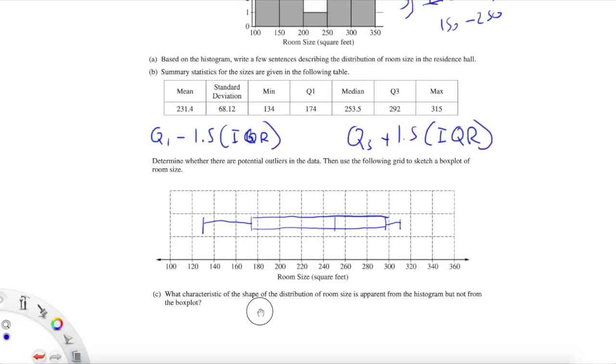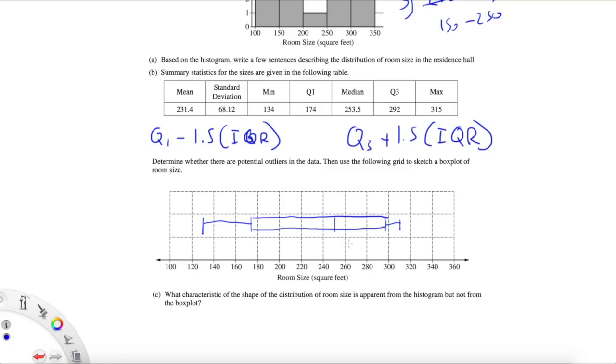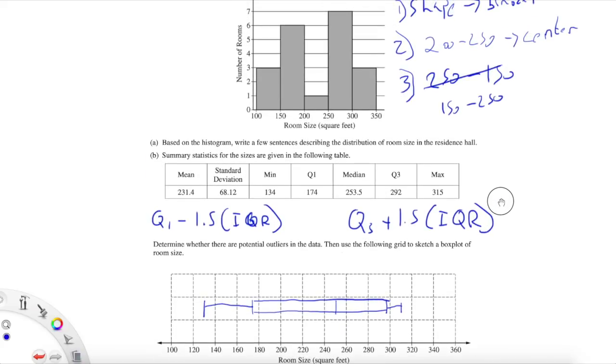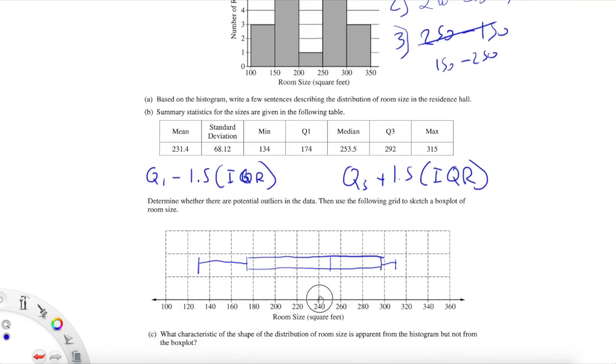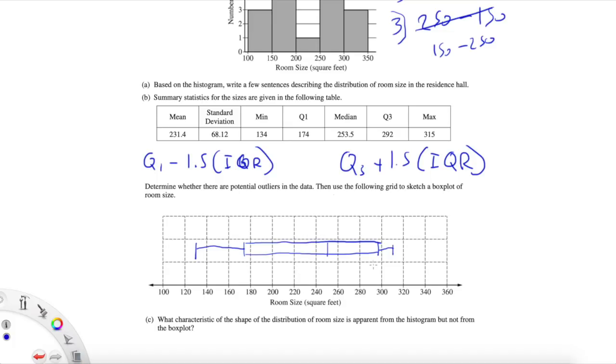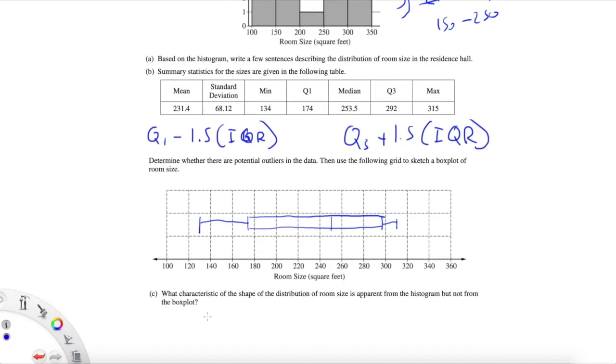And the last question is, what characteristic of the shape of the distribution of the room size is apparent from the histogram but not from the box plot? And you kind of eyeball the two, and what automatically jumps at you is clearly this is bimodal. You couldn't tell that this is a bimodal distribution here. You wouldn't be able to tell that from this data. So that's the answer, right? That it's a bimodal distribution. I'll just go ahead and write that down.